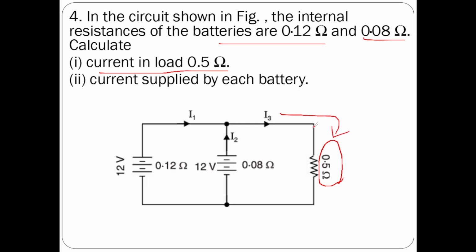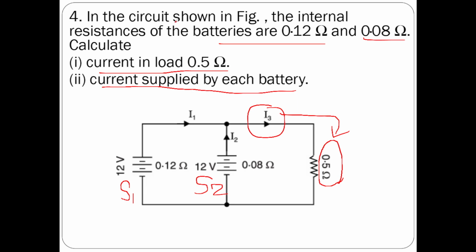It is already given in the circuit that I3 current flows through 0.5 ohms. We have to determine the value of I3 and the current supplied by each battery. This means when only one source is acting in the circuit, how much current flows through this? Let us assume this as source 1, this as source 2. When only source 2 is acting, how much current flows through 0.5 ohms, and when only source 1 is acting, how much current flows through 0.5 ohms.